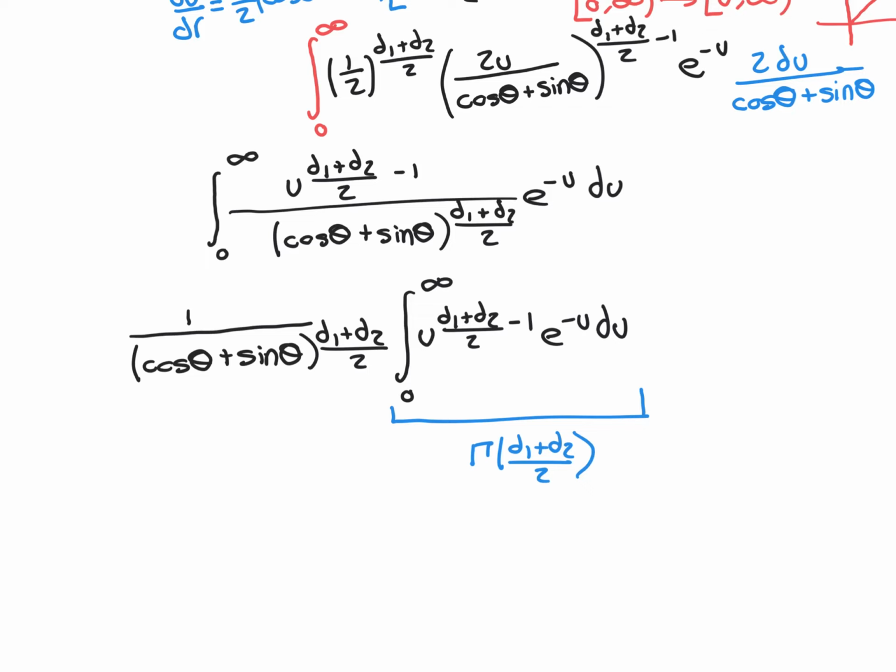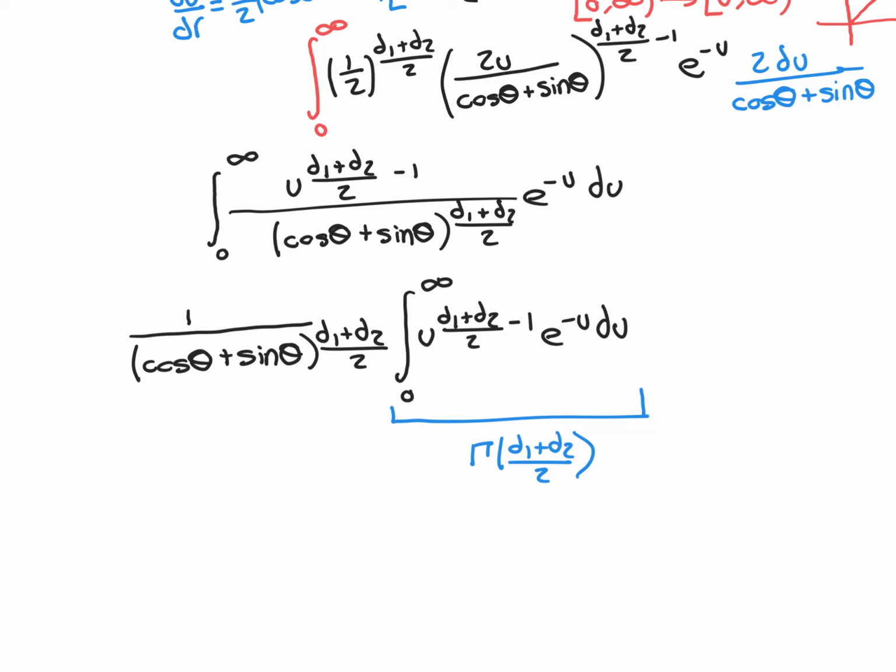So let's continue on with our inner integral then. At the end of the previous part, this is where we'd got to. The first thing I'm going to do is pull out this 1 over (cos theta plus sine theta) to the power of (d1 plus d2)/2, because that's a constant with respect to this inner integral. So we'll pull it out of the inner integral and it will remain in the outer integral part.